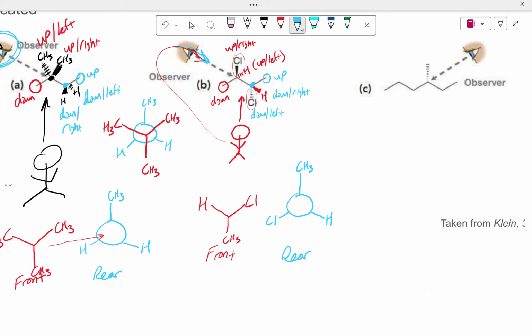Now I'm going to put the two together. I'm going to take the front carbon, move it right on top of the rear carbon. So there's the rear. Here's the front. And this should be the chlorine. And there's our Newman projection for that compound.